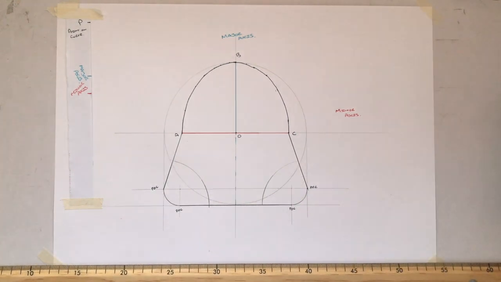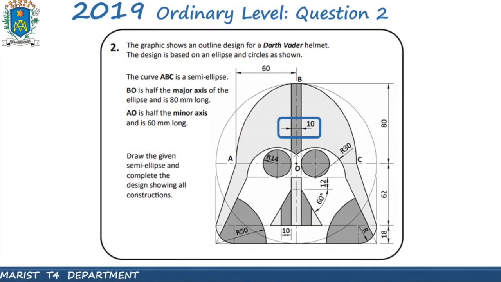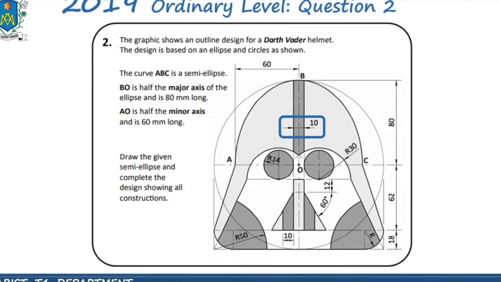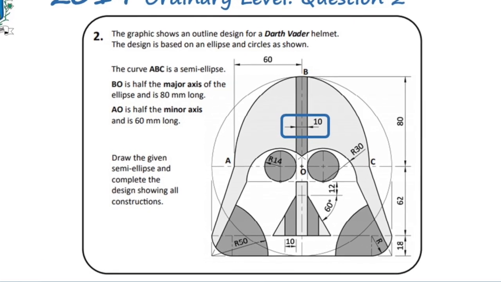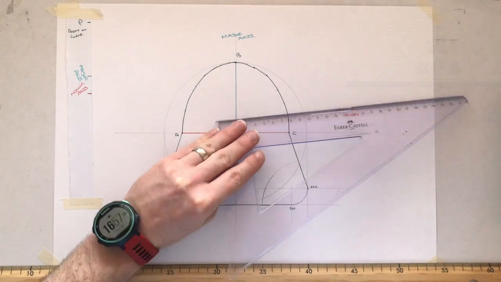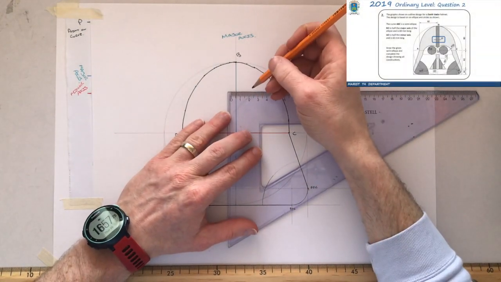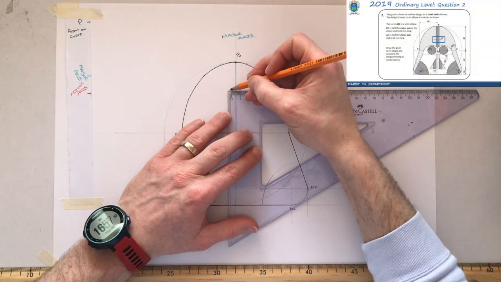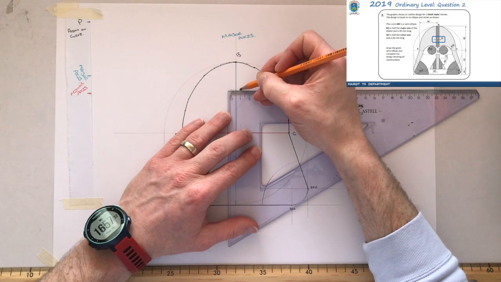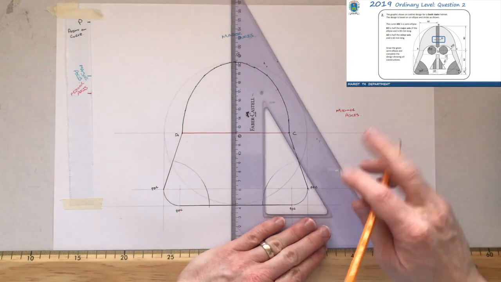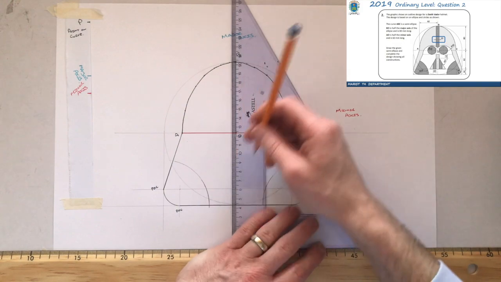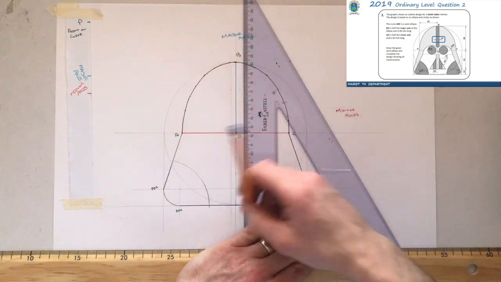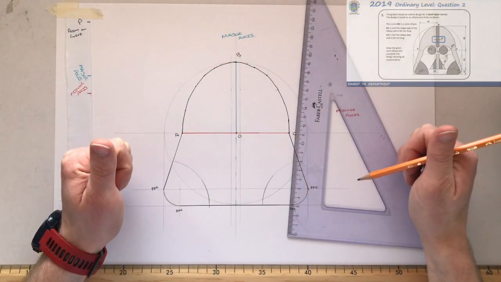So to start with the eyes then, we're going to have to draw this strip down the top of the helmet first. So we can see it's 10mm wide. That means it's going to be 5mm either side of my major axis, the center of this helmet. So I'm marking 5 either side, and I'm drawing it lightly all the way down. We're going to need that later on towards the bottom of the drawing also.